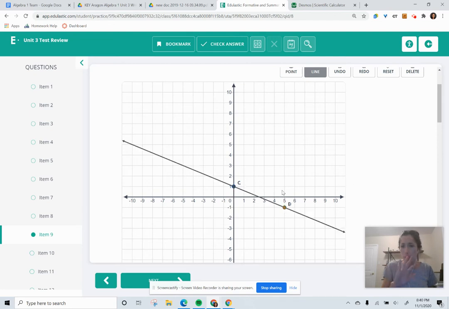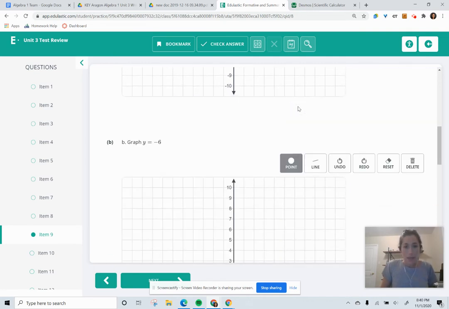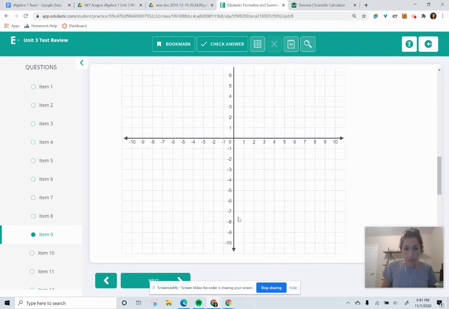Okay, it doesn't really matter what your points are called. I should have started with the line tool, actually. Looks fine. And then our next equation is y equals. So on my graph, I'm going to look on the y-axis and find a -6, which is here.